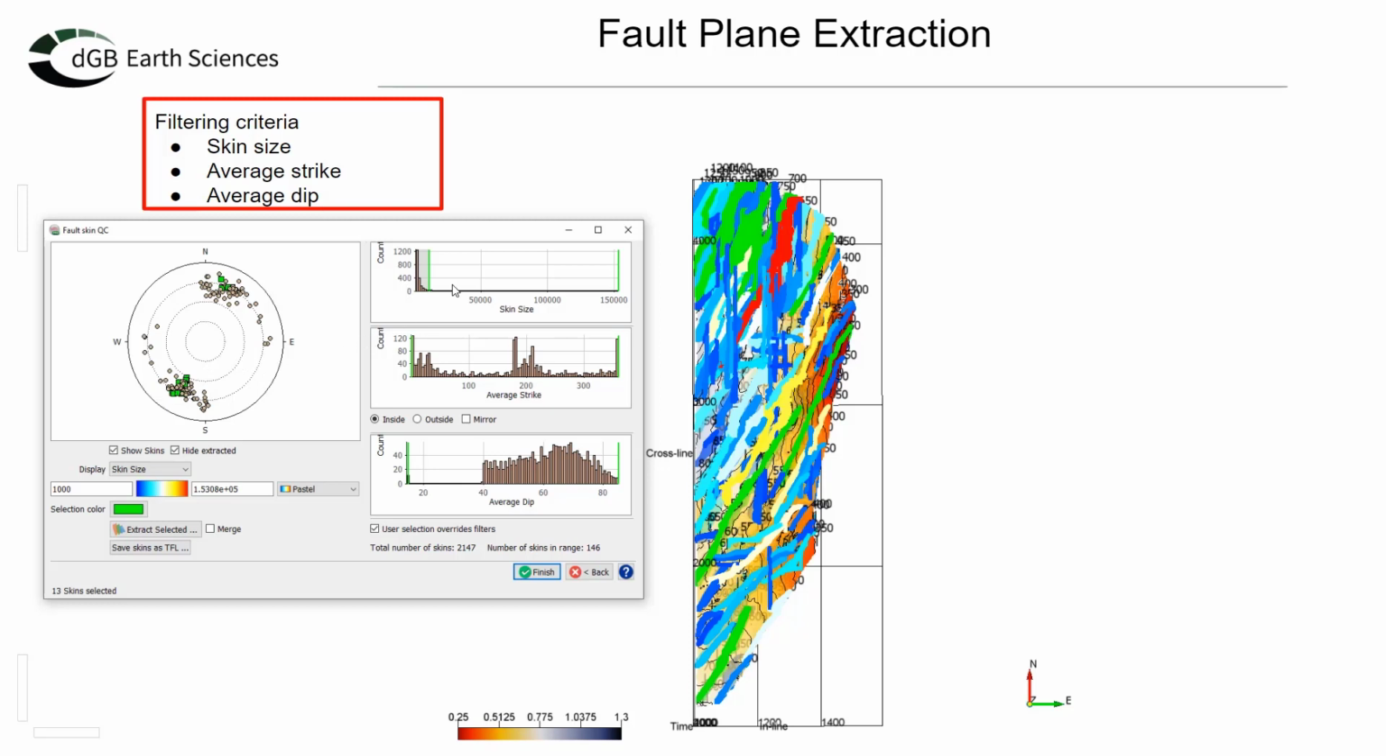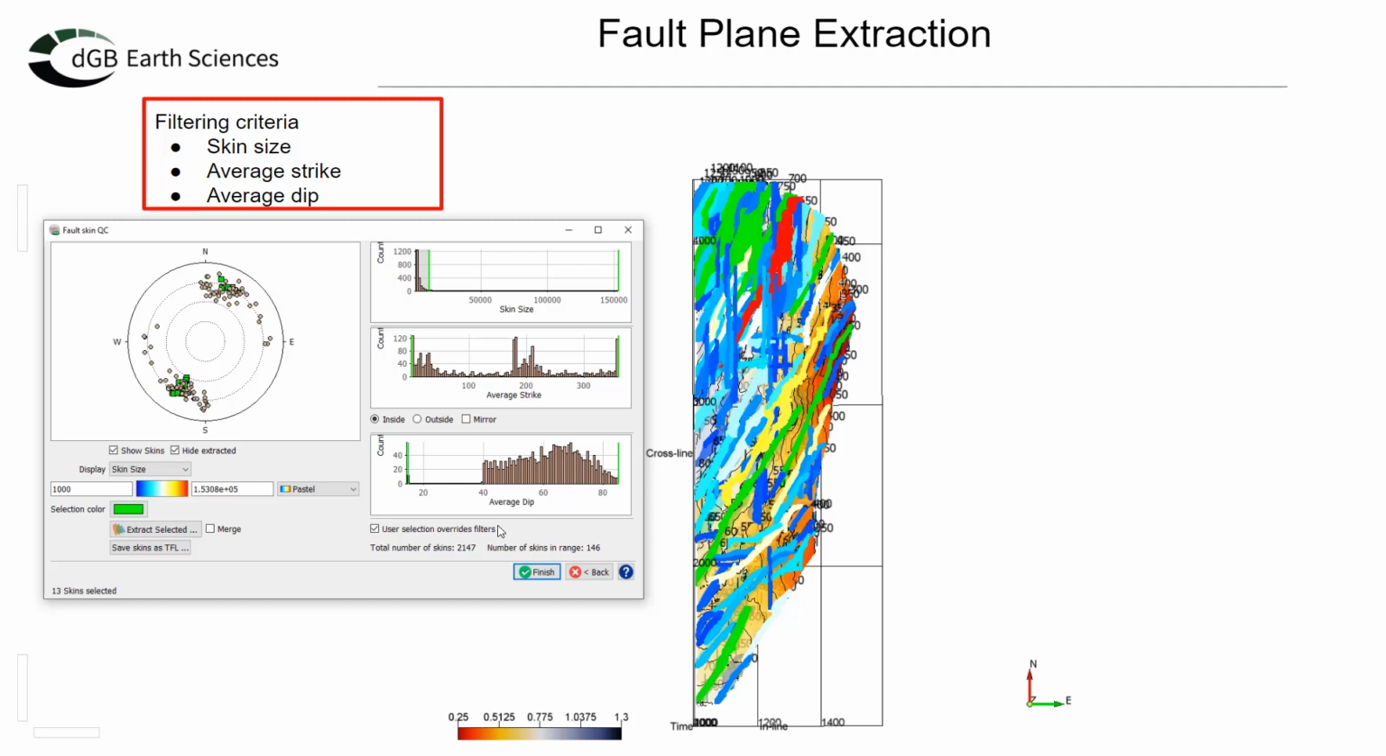Also, and this is very important, we have the filtration criteria that allow you to discard any artifacts, any faults that you don't think are real. Using those green bars, you can filter based on skin size, strike, and average dip. Eventually you can see the number of skins in range. This is what you want to extract. The total is 2000 something, but what you want to extract might be less than that based on the filtration criteria you used.